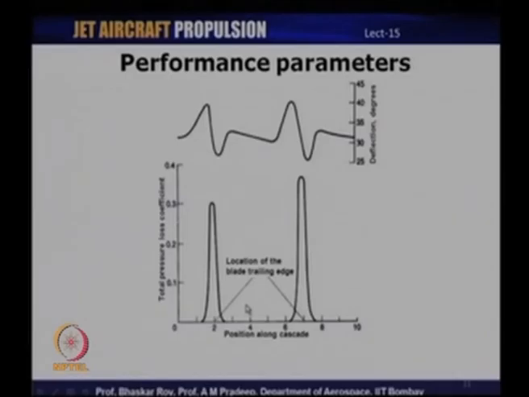So, as we change the incidence angle, the magnitude of these losses across the blades also will change. That is, as you keep increasing the incidence angle to either the positive or the negative side, the losses increase, basically because the extent of the wake shed by each of these cascade blades will also increase. That is, the viscous losses on the blade surface will increase as we increase the incidence angle.